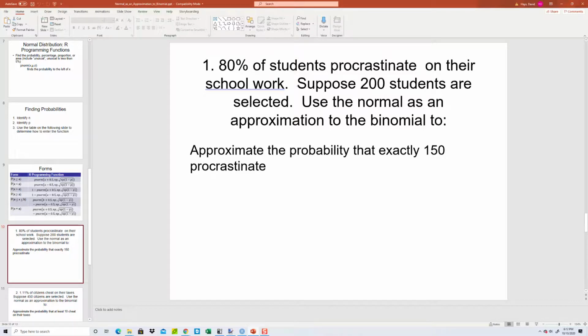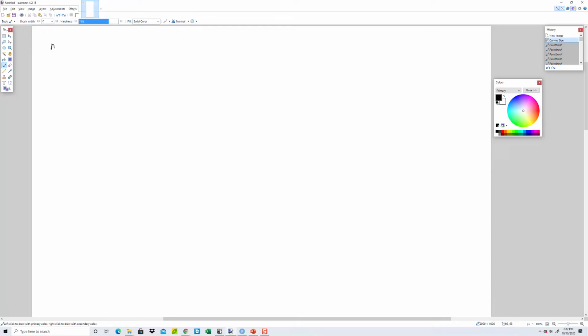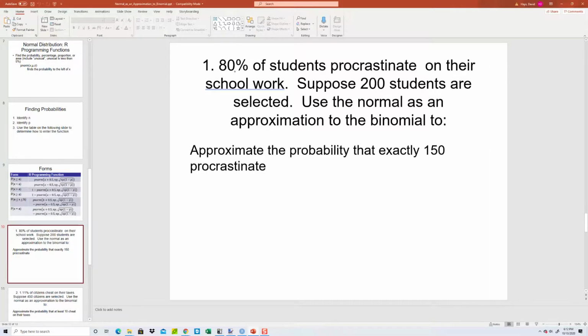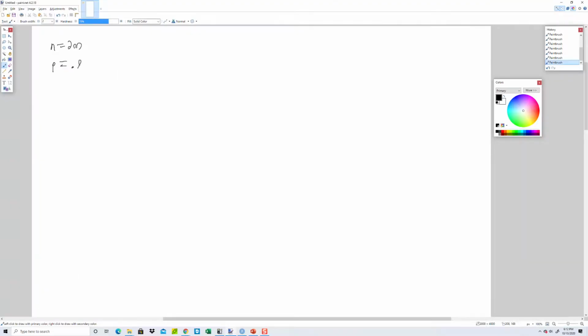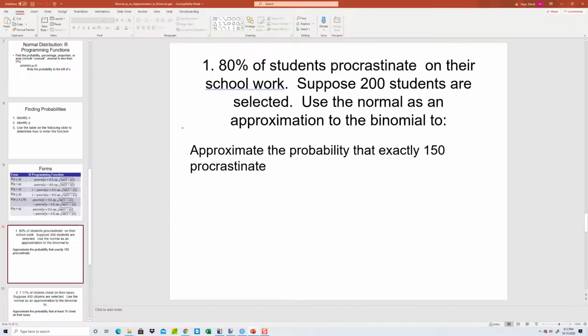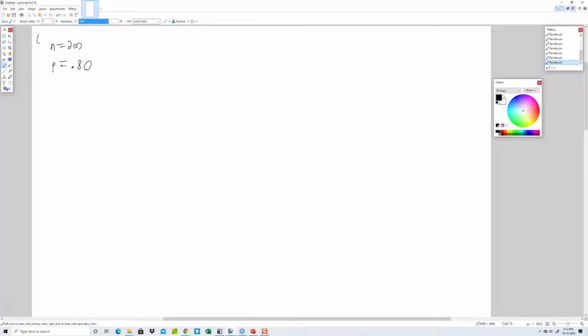And so we'll say 80% of students procrastinate on schoolwork. That didn't include you. That's slackers in other colleges. Suppose 200 students are selected. Use a normal approximation of the binomial. Now, n will be 200. When they give you a percent, they're giving you the p, so that'd be 80% or 0.80 or 0.8. And it says approximate the probability exactly 150 procrastinate. So x is equal to 150.